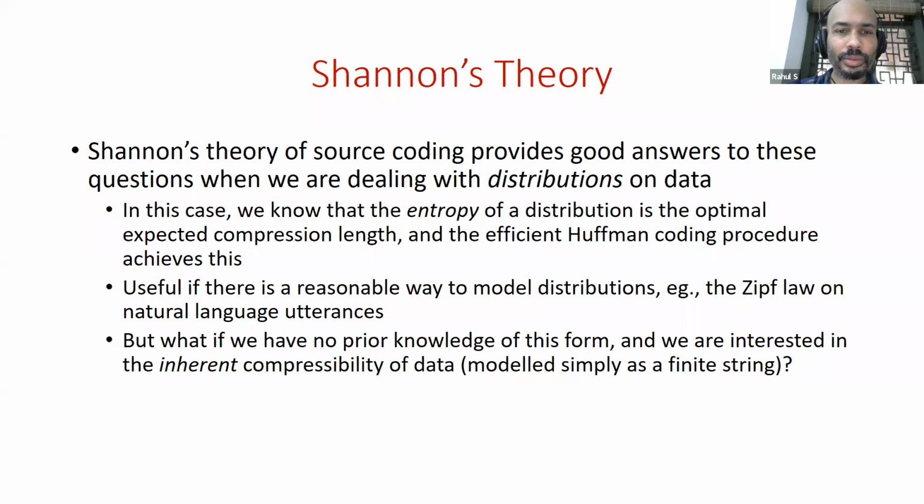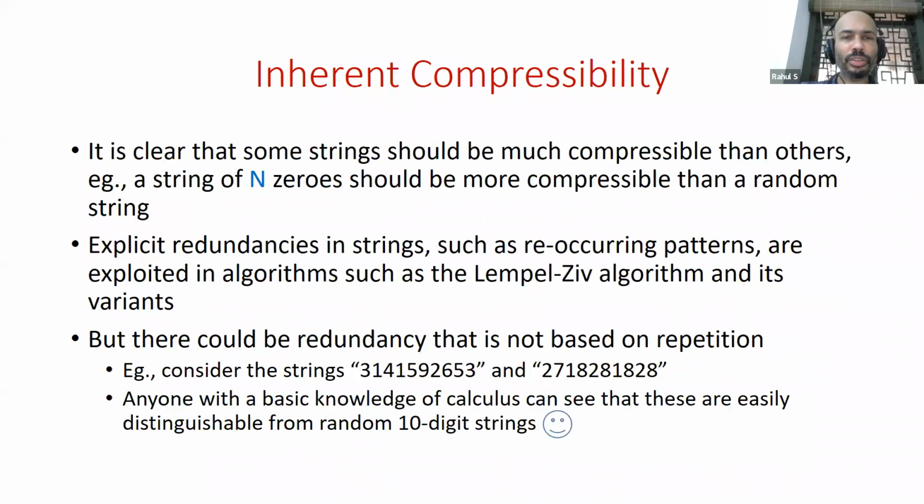Okay, so I hope things are fairly clear so far. So what do I mean when I talk about inherent compressibility? Well, it's clear intuitively that some strings should be much more compressible than others. A trivial example is a string of length n where all the bits are zeros. Obviously this should be more compressible than a completely random string where there's no pattern at all in the string. That's very intuitive.